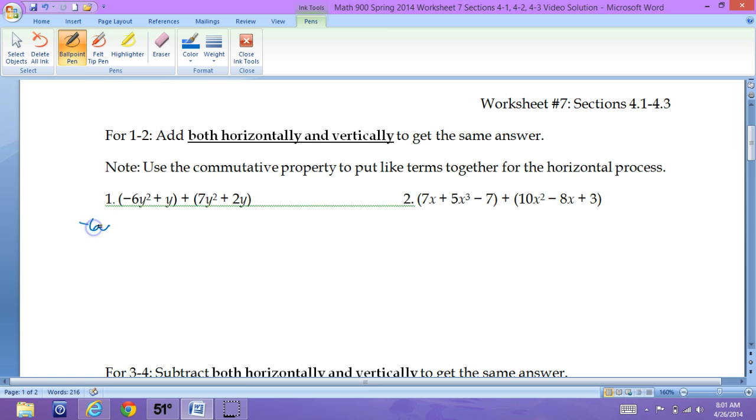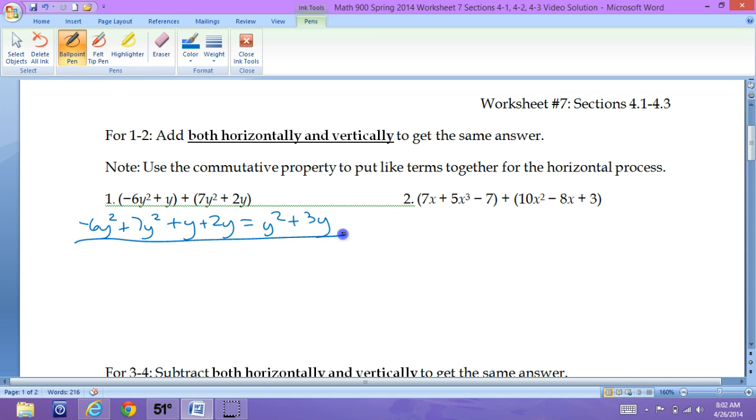So we're going to say negative 6y squared, and then we're going to use the commutative property to put like terms together before we add. That actually helps ensure that your answer is more correct. And then we're going to actually add the like terms together. That's y squared plus 3y. So that would be our answer.